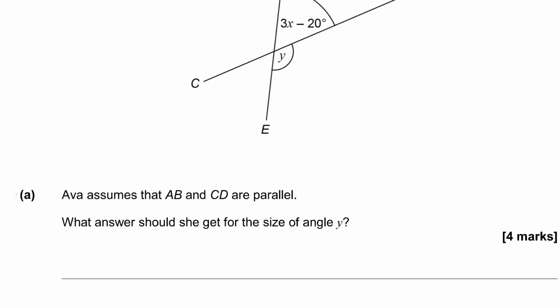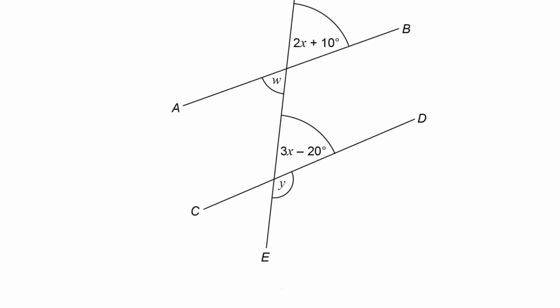Ava assumes that AB and CD are parallel. What answer should she get for the size of y? So if AB and CD are parallel, so this one is parallel to this, then what should she get for angle y? Well, if they were parallel, then this angle here and this one up here are going to be corresponding, aren't they?